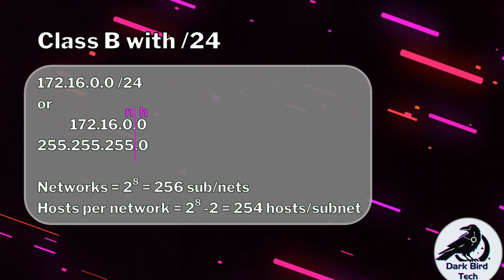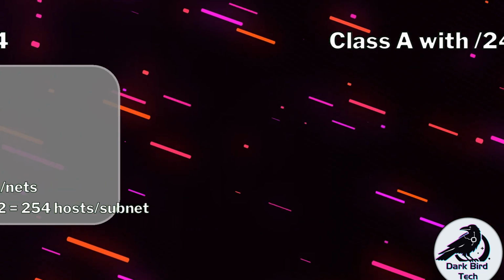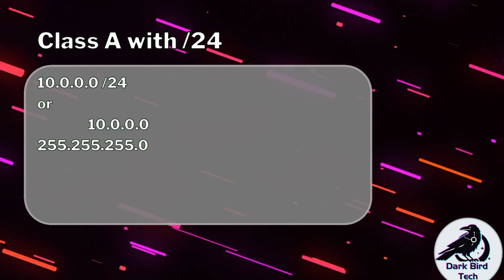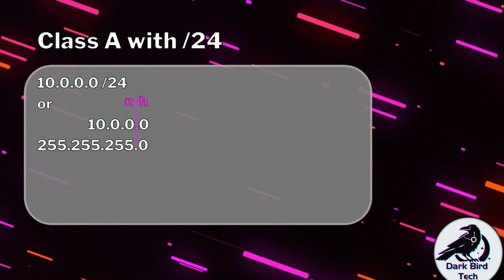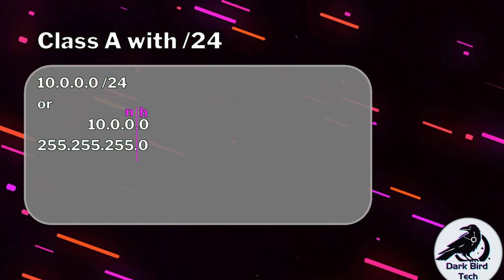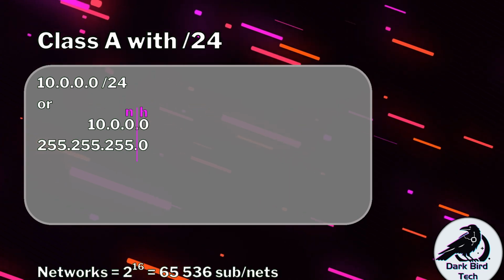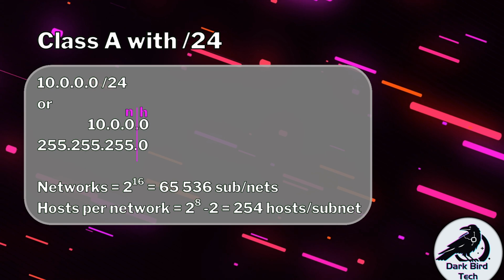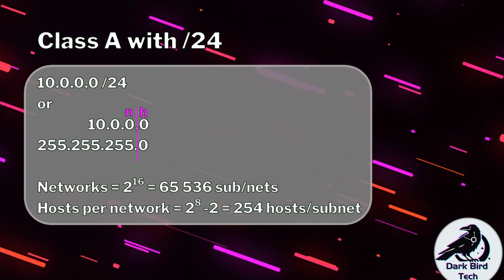You do quite a lot with 256 networks. Class A gets even crazier when you do this, because 10.0.0.0/24 or 10.0.0.0 with a 255.255.255.0 subnet mask will look like this, where the first 3 octets are network and the 4th octet is host. This gives me 65,536 new subnets and 254 usable hosts per subnet.